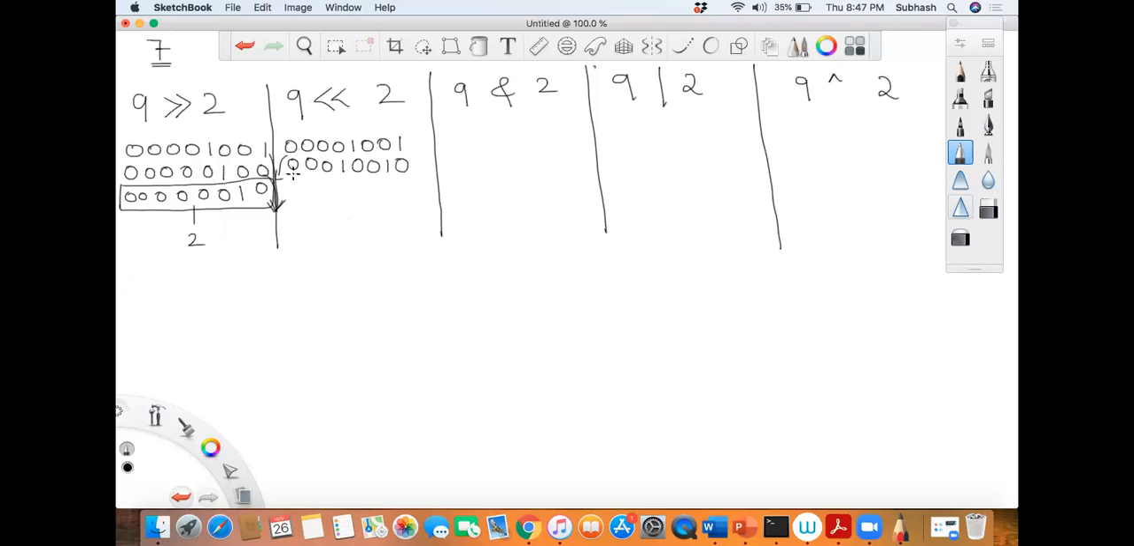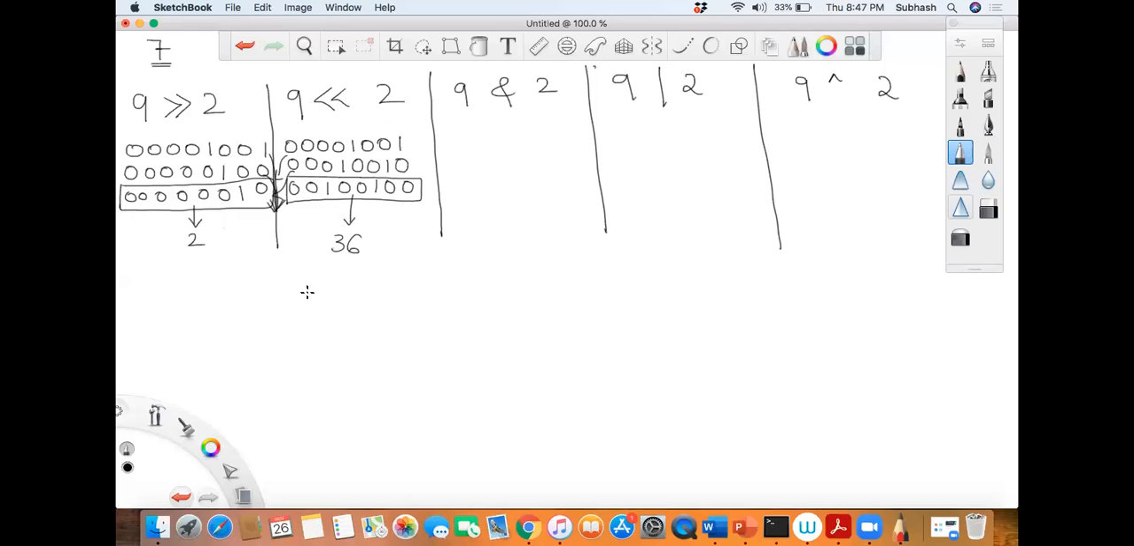Okay, now again I have to shift because it is 2 times. So again I'll shift. This 0 will fall off, and the remaining bits move one place to the left, and whatever is pending would be padded with a 0. Okay, so this will be your result. Can you tell me what will be your result, guys, after left shifting 9 2 times? What will be the result? Okay, you will get 36. This is 36.